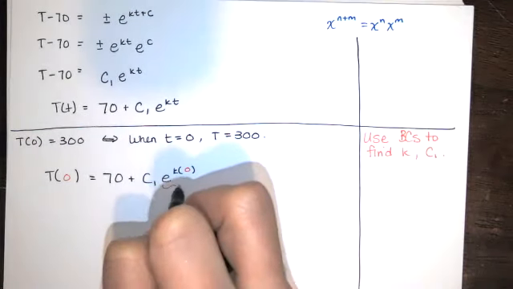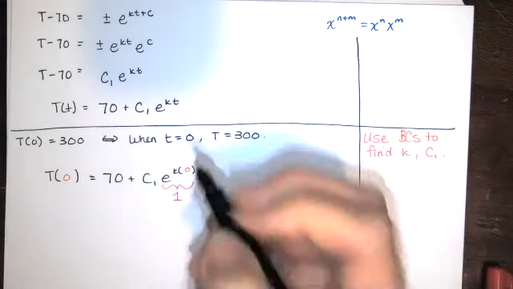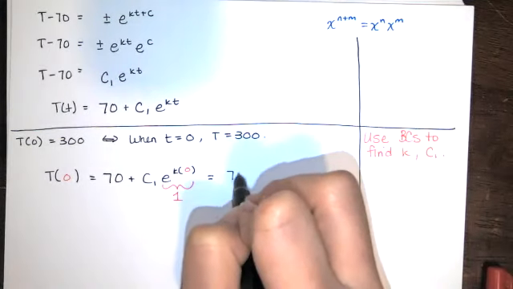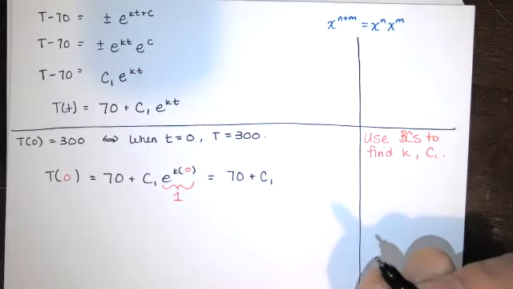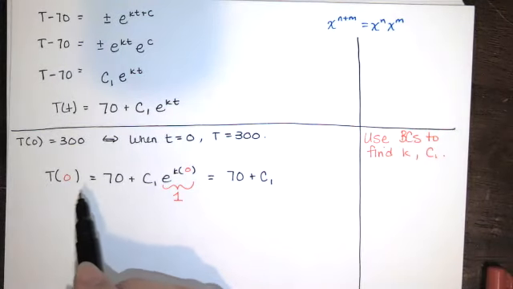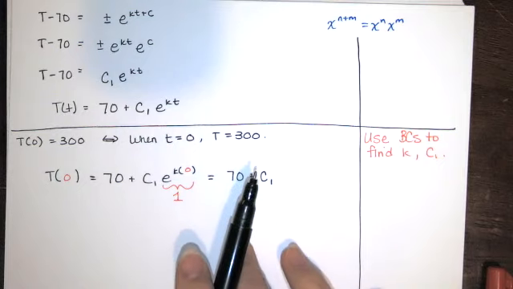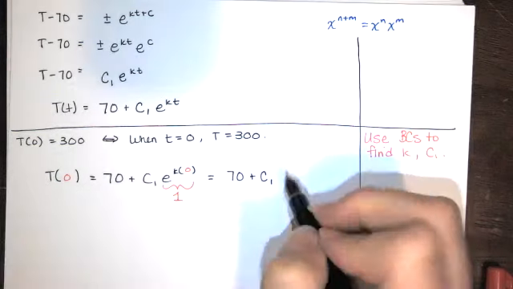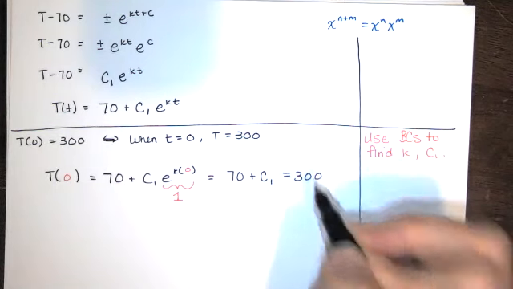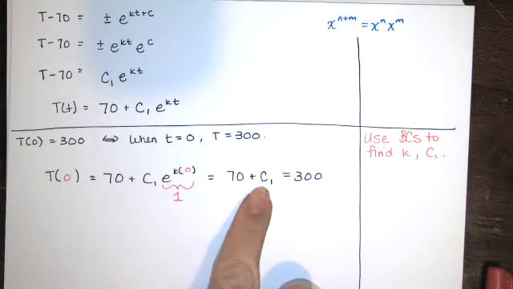And we know that e to the 0 is 1. So this is actually pretty simple. T of 0 turns out to be 70 plus C1, regardless of what that initial temperature is. But we're told that the initial temperature is 300 degrees, and that's enough to allow us to find C1.